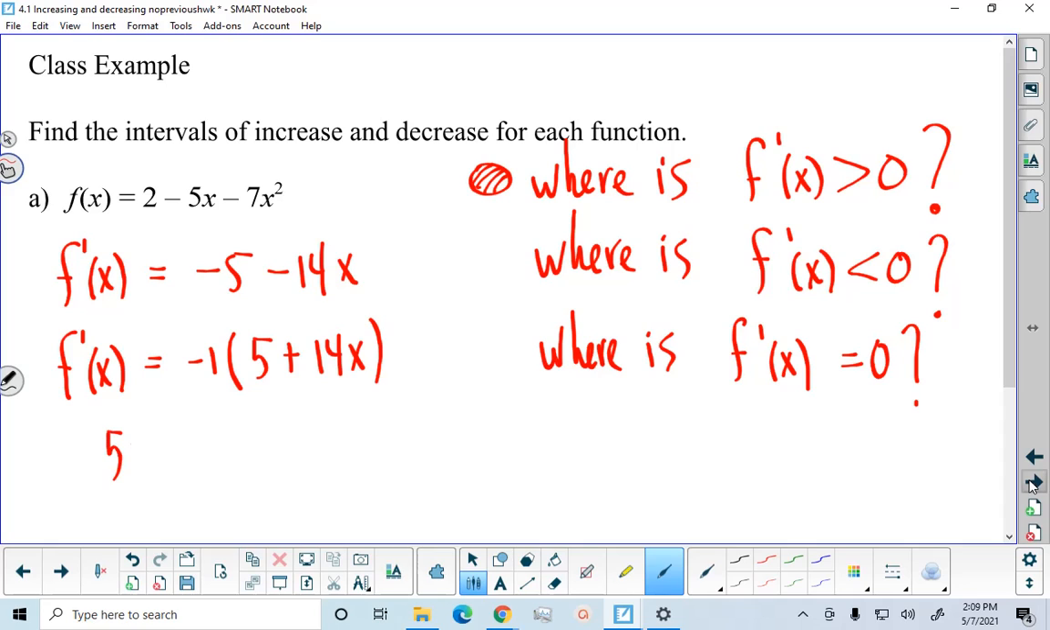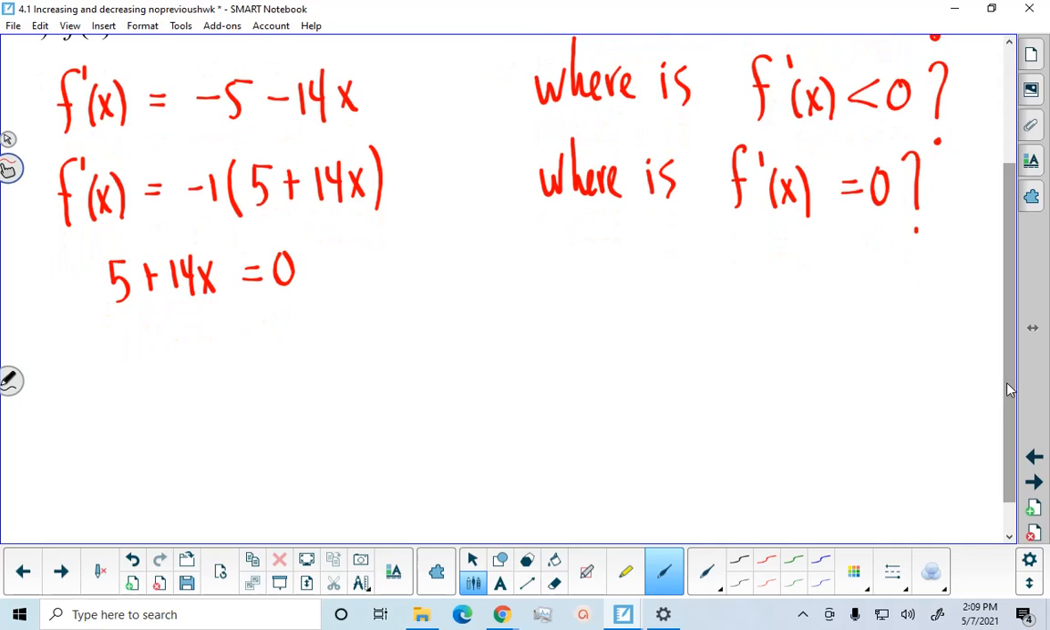We take 5 plus 14x, and we set it equal to 0, and we solve that. And that's a trivial linear equation to solve. We move the 14x over and divide by 14. Well, divide by -14. We'll have 5 equals -14x, which means x equals -5/14. So this is where the derivative is 0.